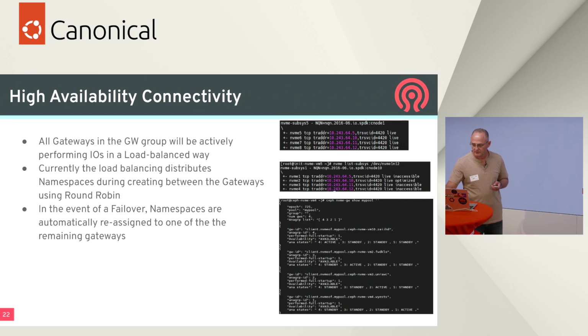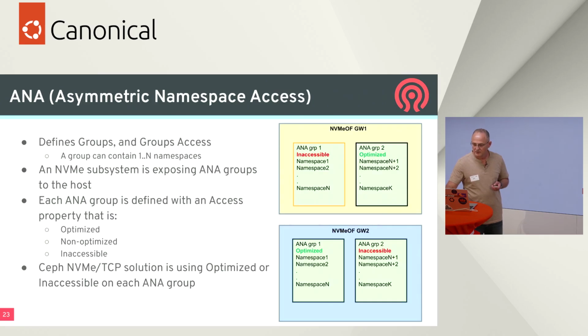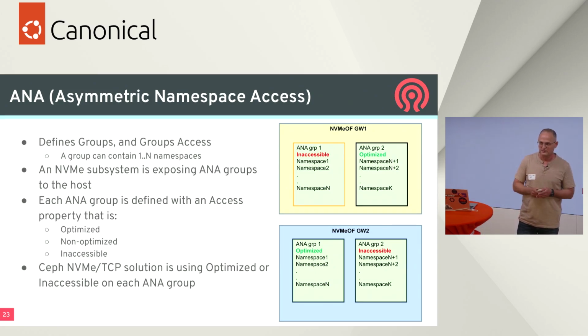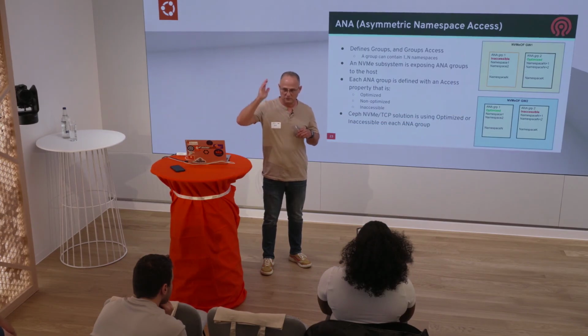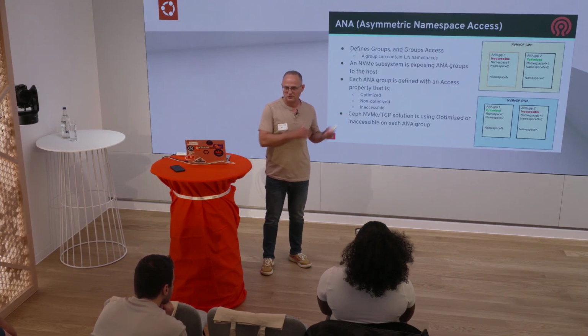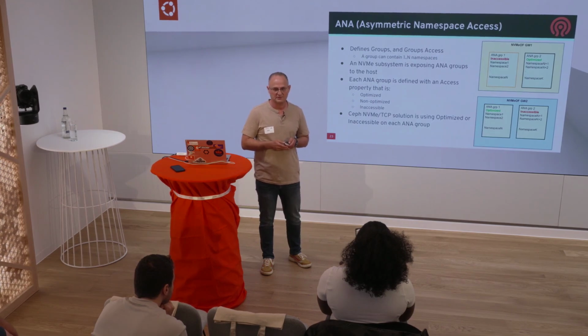Yeah, so we can talk about this one. Okay, so how do we implement HA? There are many ways to implement HA, and we had many design options, but we are using a concept that is called ANA in NVMe, asymmetric namespace access. So in ANA, you can define groups, how many groups that you want, and for each group you can define if this group is accessible right now to the host or inaccessible to the host.